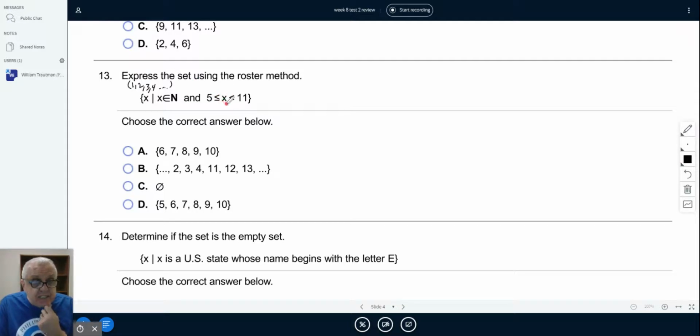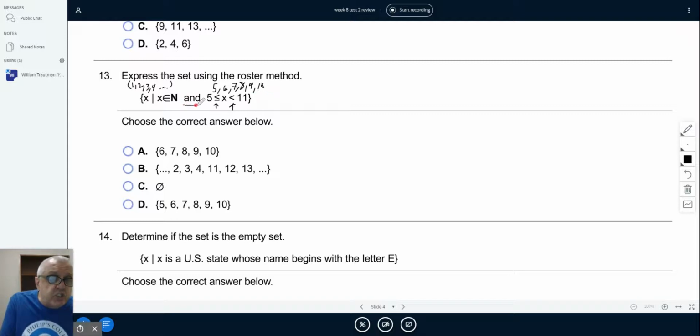So let's look at these numbers. The numbers, x is between 5 and 11. And this says it equals 5. So 5, 6, 7, 8, 9, 10, and 11. Hold on. There's no equal sign for 11, so 11 is not part of the answer. Do you see that? So it's just 5, 6, 7, 8, 9, and 10.